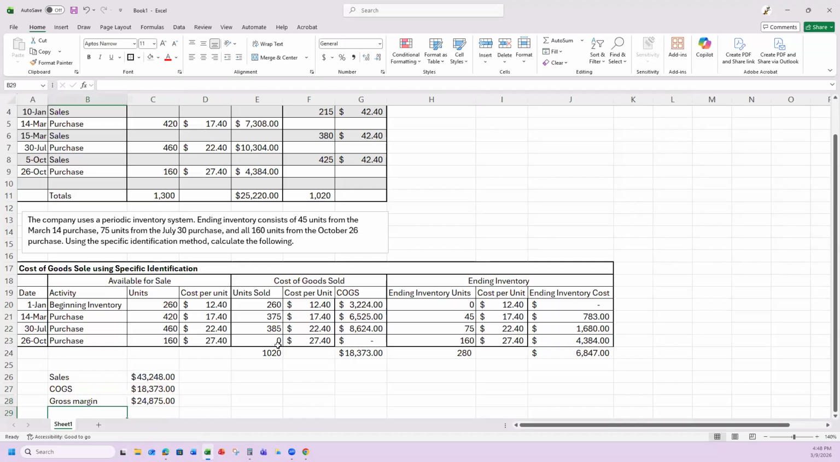That's it. For a lot of people, once you figure it out, specific identification is the easiest one because you don't have to worry about first in, first out, last in, first out. You just have to figure out how many units you still have, and then you can use that to figure out how many units you sold. Other times they'll present the problem where they tell you how many units you sold, and you'd have to use subtraction to figure out how many you still have left over. So I hope that helps. I hope it's valuable to you, and thanks a bunch.